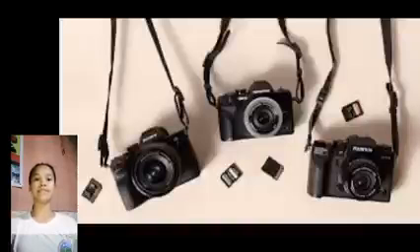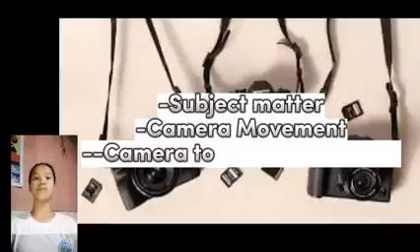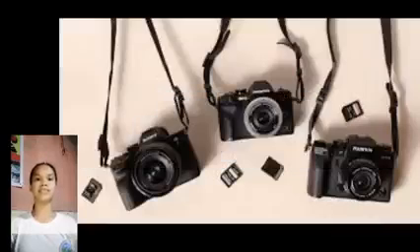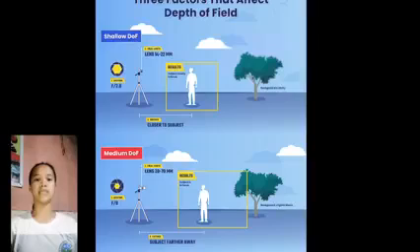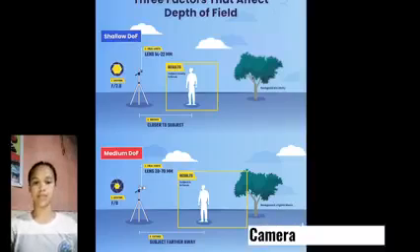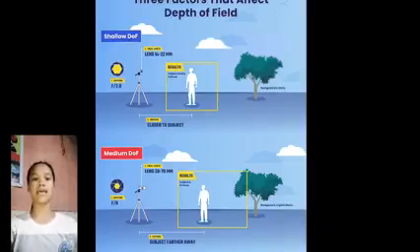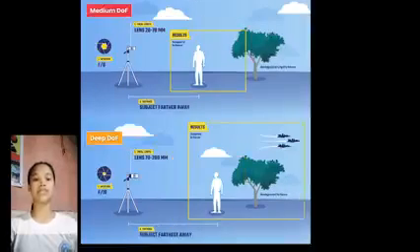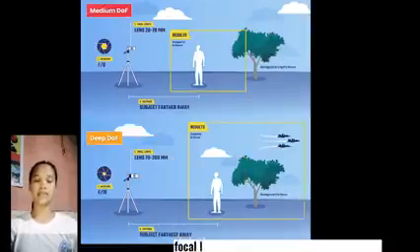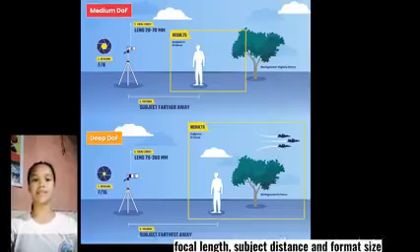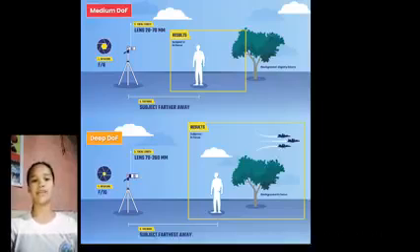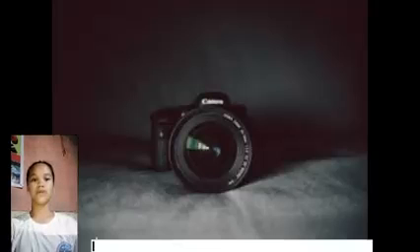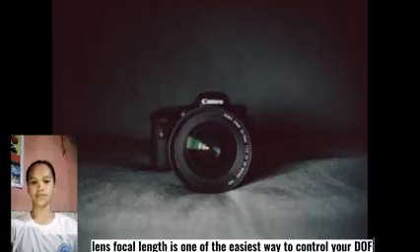So there is a combination of the subject matter, camera movement, and camera to subject distance. With these three factors, the closer the camera is to the subject, the more shallow the depth of field in the image. And the combination of the focal length, subject distance, and format size defines magnification at the film or sensor plane in the selected lens aperture or f-number. So the lens focal length is one of the easiest ways to control your depth of field.